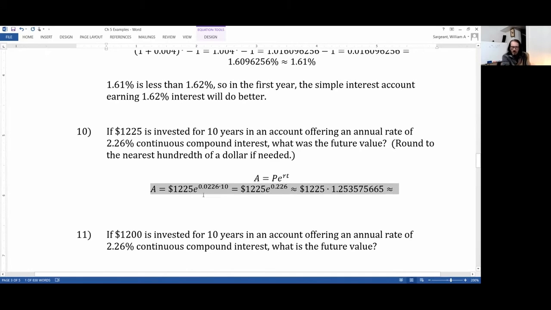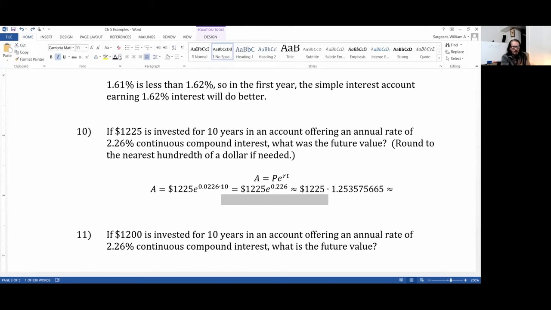It's just going to be calculations according to the order of operations, multiplied by the 10 years up in the exponent, raise e to that power, and then multiply by the 1225. And since we're talking about money, without being told otherwise, we're thinking that this is money in the US. So I would round that to the nearest hundredth and come up with $1,535.63.